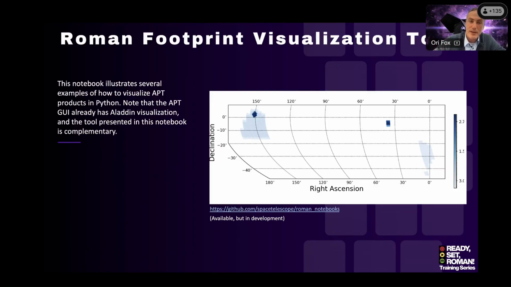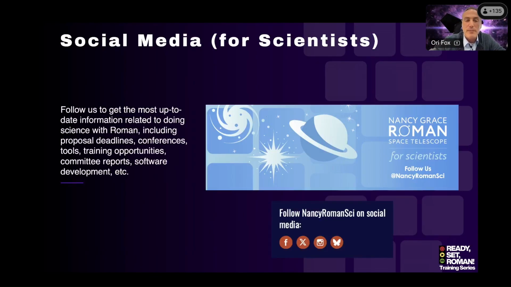Okay, and then to wrap up, I just want to say that the Roman community is already going strong. And if you want to get involved or stay up to date, there are several ways to do this. One, the lightest lift is just follow us on social media. Nancy Grace Roman Space Telescope is on Facebook, Twitter, Instagram, and Bluesky.